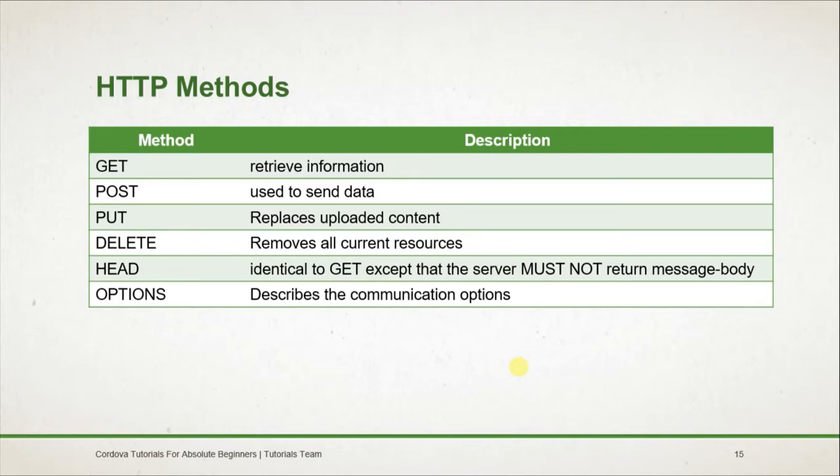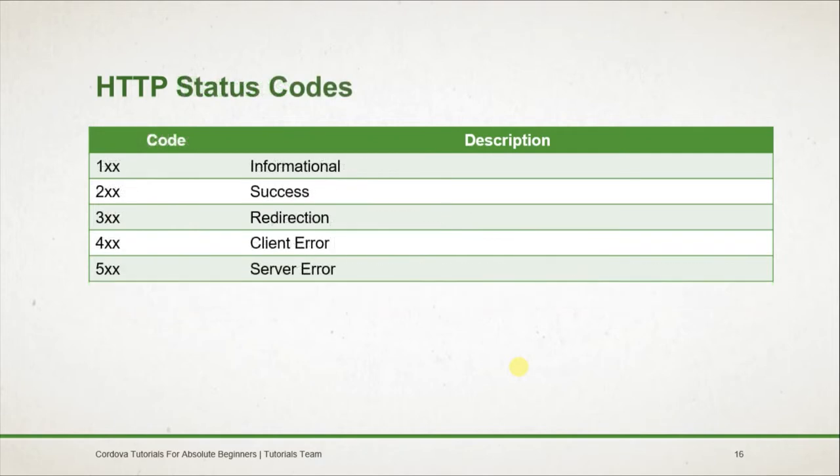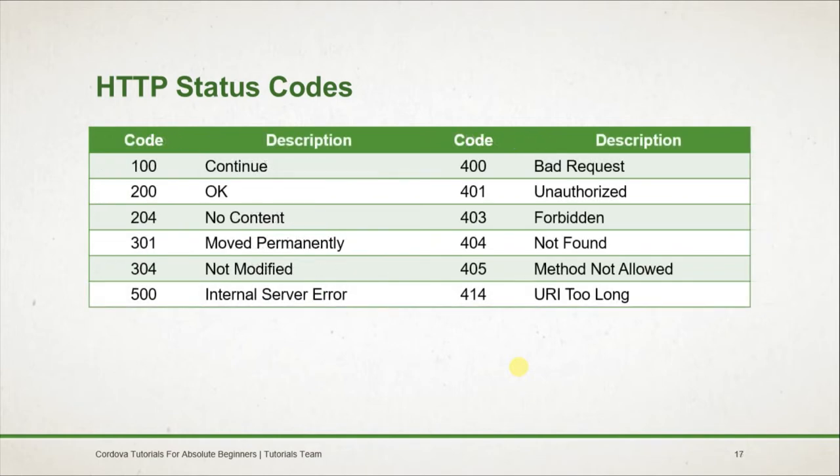HTTP status code. Every response contains the status code which specifies the status of our request. 100 to 199 codes are reserved for informational details. 200 to 299 are for success. 300 to 399 are for redirection. 400 to 499 status codes are reserved for client-side errors. And 500 to 599 are reserved for server-side errors. Following are the commonly used status codes.